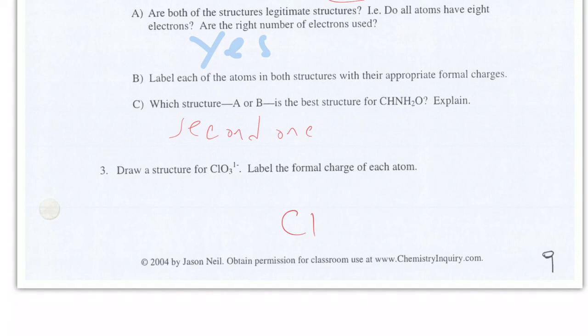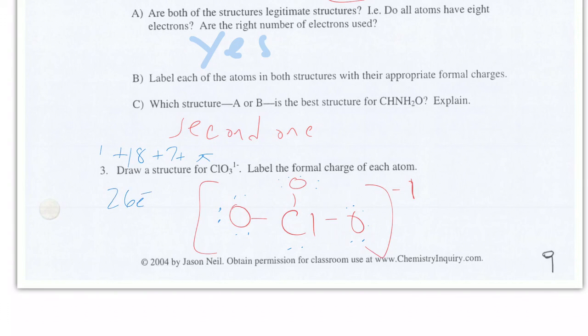And then it says draw the structure for ClO3 minus 1. So Cl has to be the middle. We've got O, O, O, and it's going to be a minus 1. So let's see if this works. I'm going to put in my electrons. So I need 6 on each of the oxygens, and 2 on there. And we started with 7 plus 18 plus another 1. So that's 26 electrons. And I believe there are 26 electrons in this. So let's just take a look. 2, 4, 6, 8, 10, 12, 14, 16, 18, 20, 22, 24, 26.